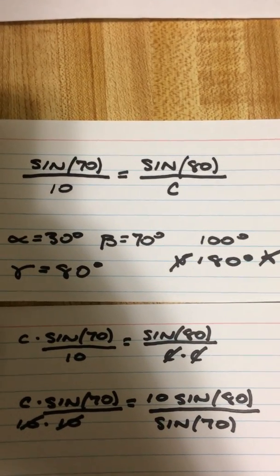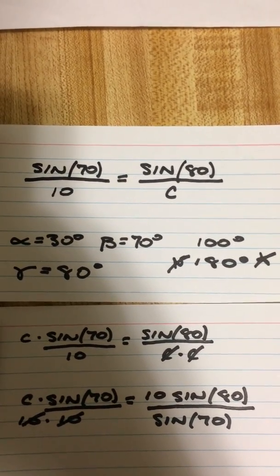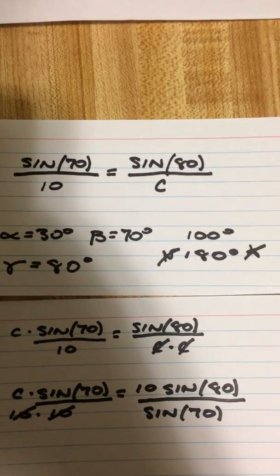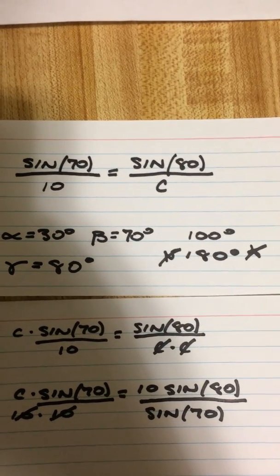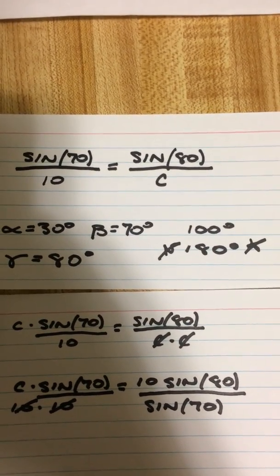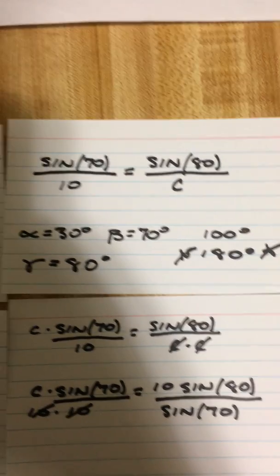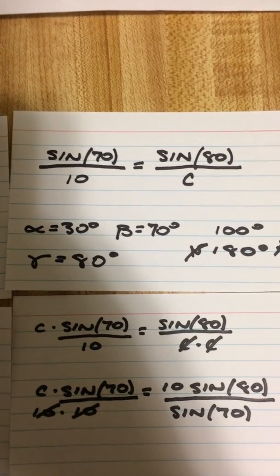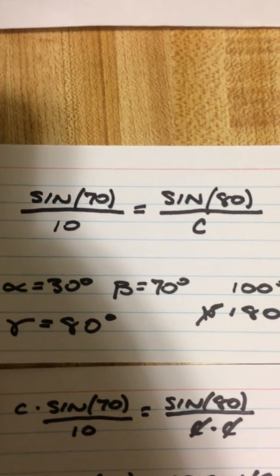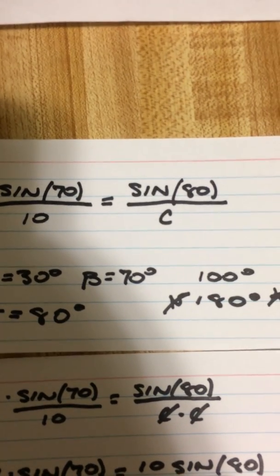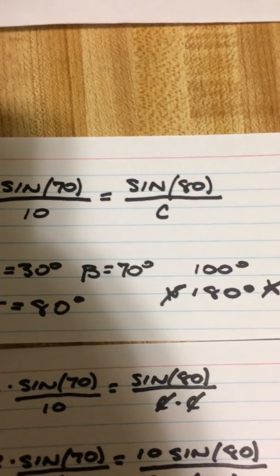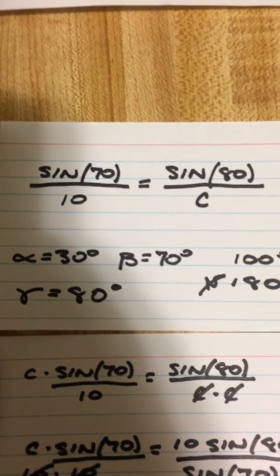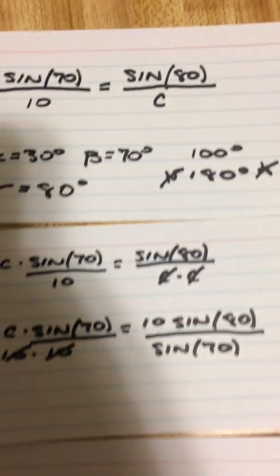Angle gamma was not given to us, but by adding angles alpha and beta, we get a 100-degree angle, and we all know that the angles inside a triangle sum to 180. So if we subtract 100 from 180, we are left with 80 degrees, and that is what gamma is going to be. So that's how I got sine 70 over 10 equals sine 80 over C. Once again, we got the angle for C from adding up our two angles and subtracting that from 180.